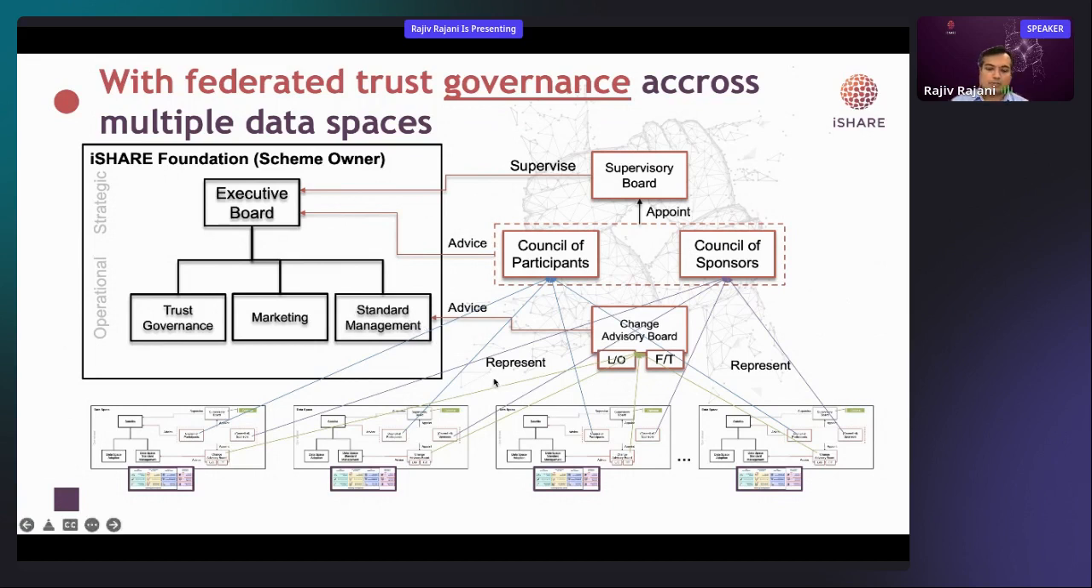So when you set up a data space based on the iShare framework, of course you have your own governance, but you also send your representatives to the larger group, at the foundation level, and there as well you have your say in terms of how the future of the iShare framework should be developed or what additional requirements you need to fulfill, so that the framework can be adopted and kept relevant for all the data spaces in that sense, right?